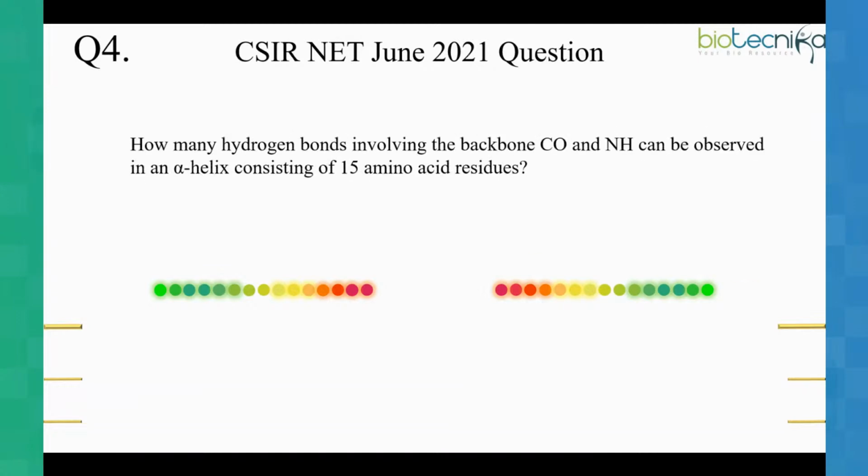Okay, next question. How many hydrogen bonds involving the backbone CO and NH can be observed in an alpha helix? Alpha helix is a type of protein structure. How many such bonds consisting of 15 amino acid residues? How many hydrogen bonds will stabilize this structure?